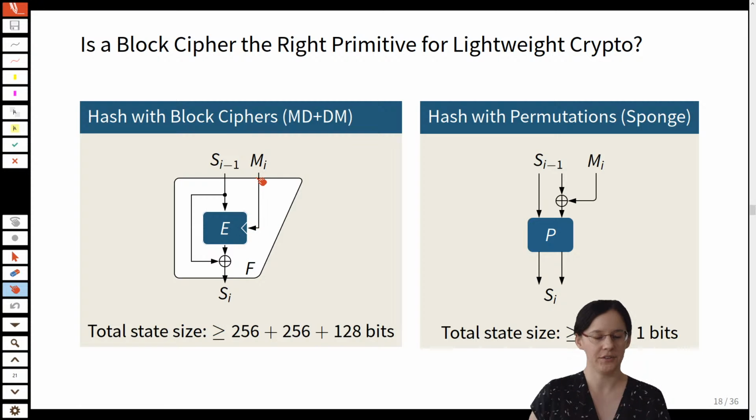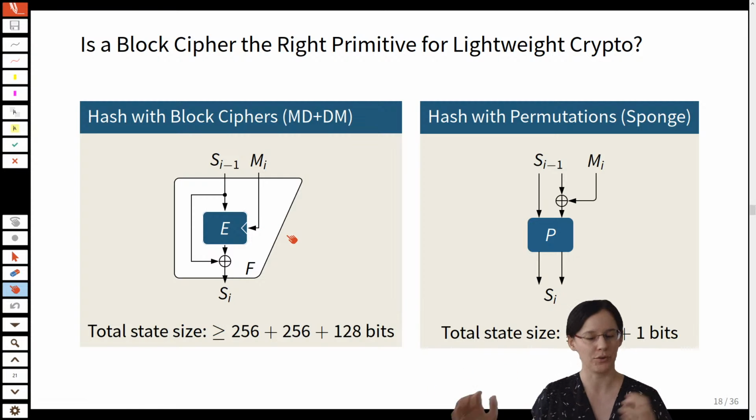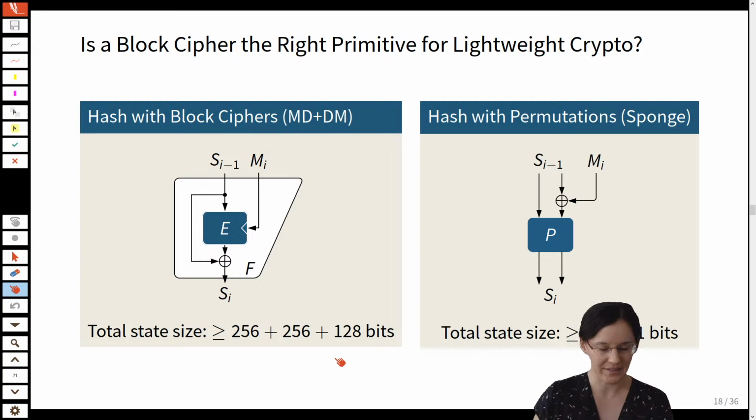And in addition to all that, you also need to use the message as a key here, which means you need to have a certain key schedule. Now, in order for this to be secure, the key should of course be at least 128 bits. But this also means that the key schedule at any time must keep track of 128 bits. So in total, independent of what the cipher looks like inside, you will always have to keep track of something like 512 plus 128, so 640 bits in total, to be able to use a block cipher for hashing, for example.